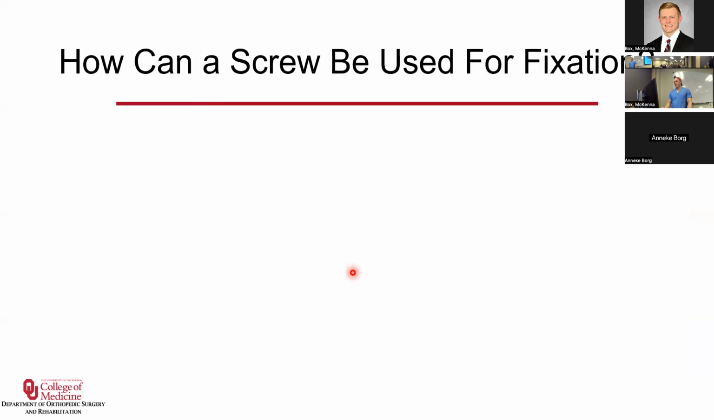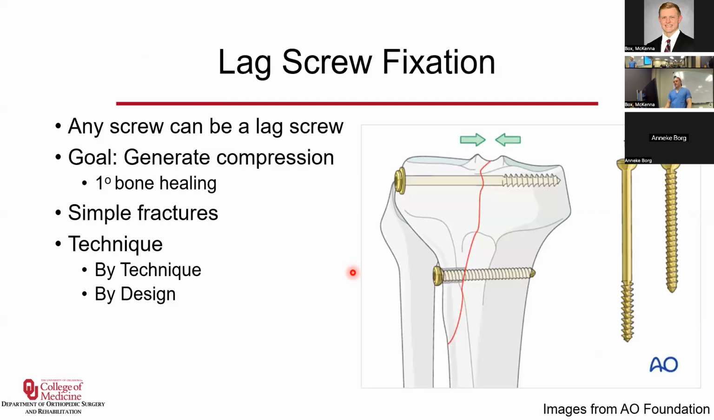So, how can a screw be used for fixation? One really big concept is lag screw fixation. An important thing to know: no one ever asks for a lag screw. They ask for a screw to be used for lagging, because any screw can be used. The main thing is to generate compression, and the compression leads to primary bone healing. You use this a lot with simple fractures.